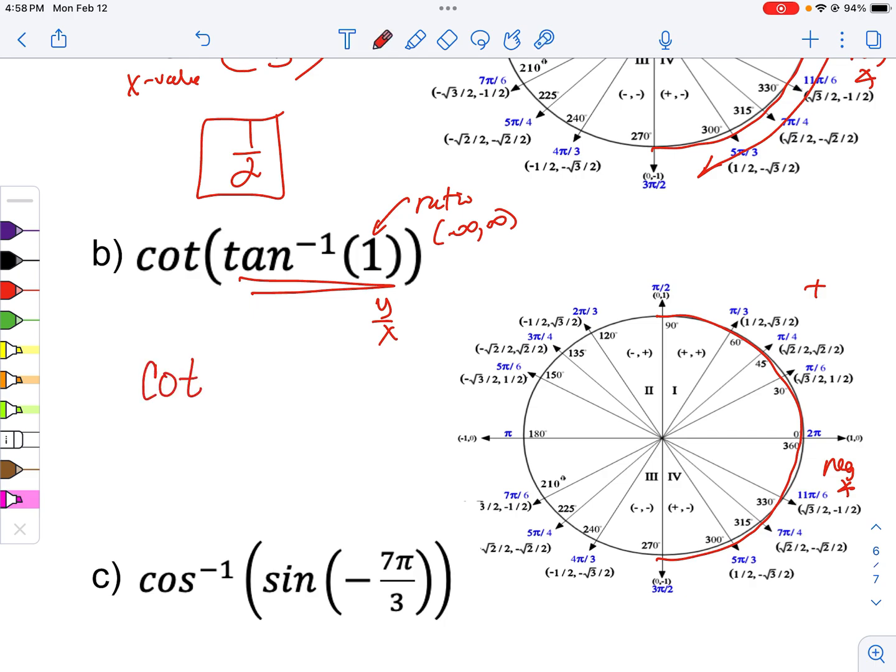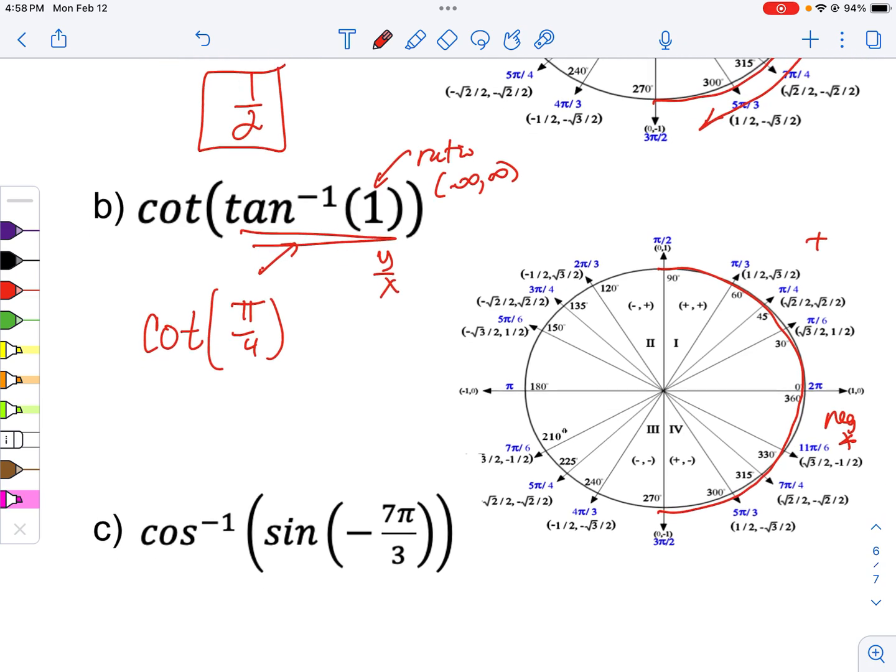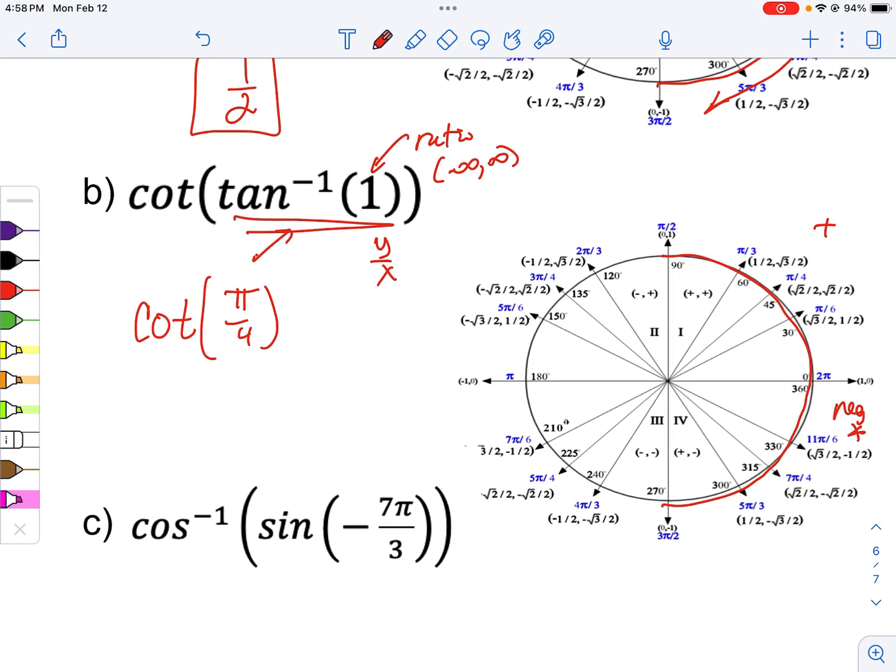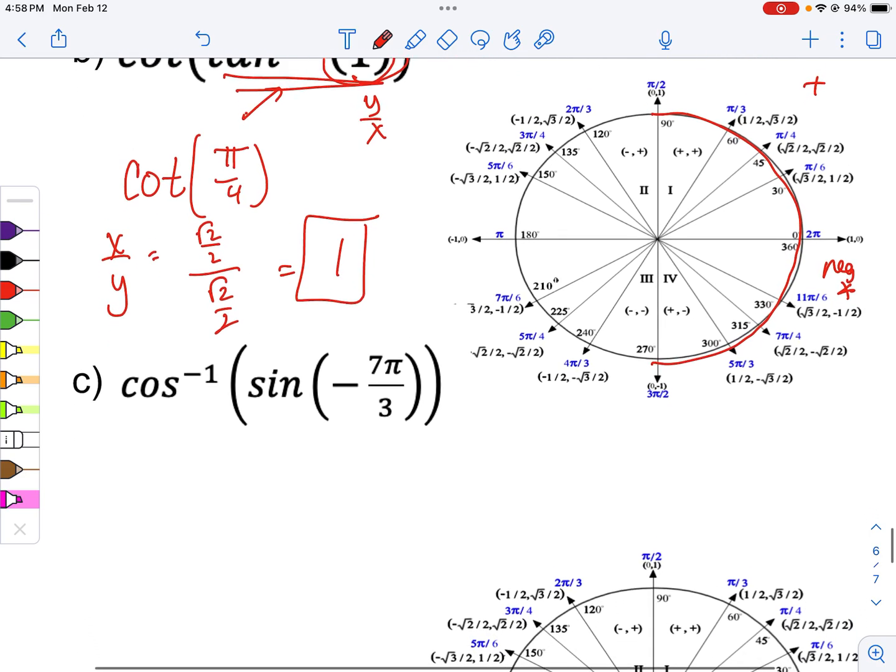So I have to do cotangent of pi over 4, because pi over 4 replaced tangent inverse of 1. All right, so the last thing I have to do then is I have to do tangent of pi over 4. Well, tangent is just x over y. So if I take the x value divided by the y value, right, x over y, that's just root 2 over 2 divided by root 2 over 2. So that is 1. Is it a coincidence that it's the same up there? Absolutely, because cotangent and tangent are very similar. Sometimes it might be 1 or -1, but those do not undo each other because they are not inverse functions.